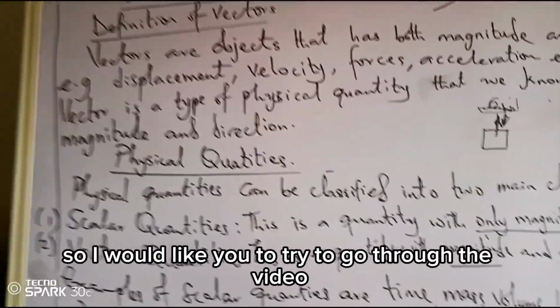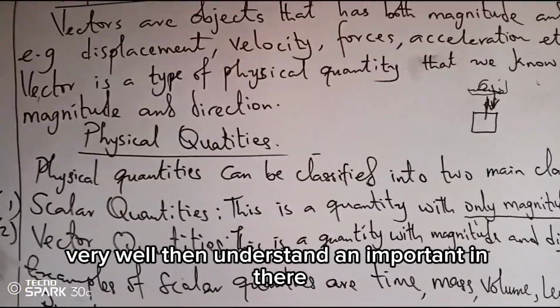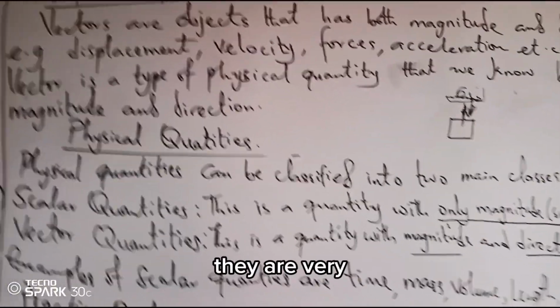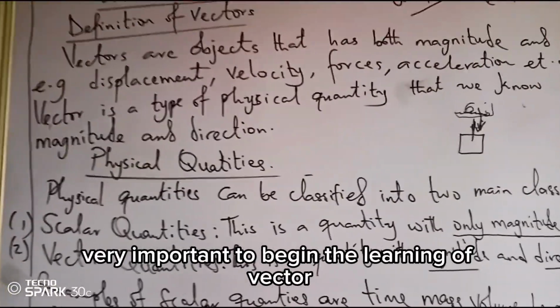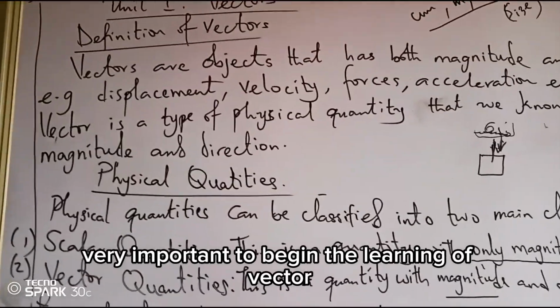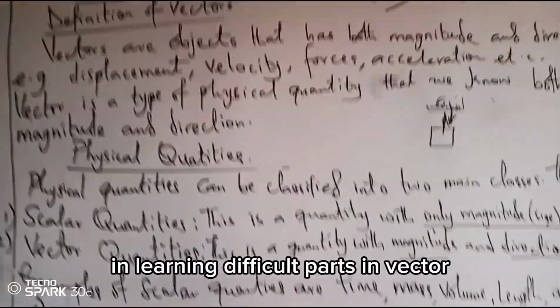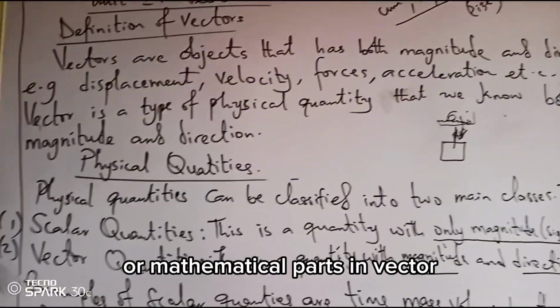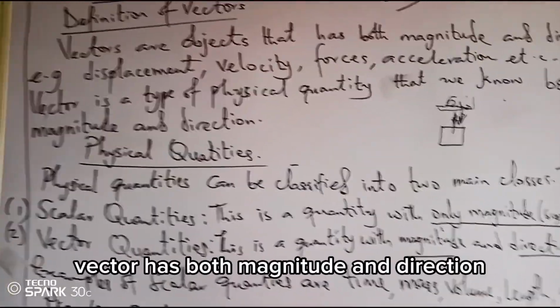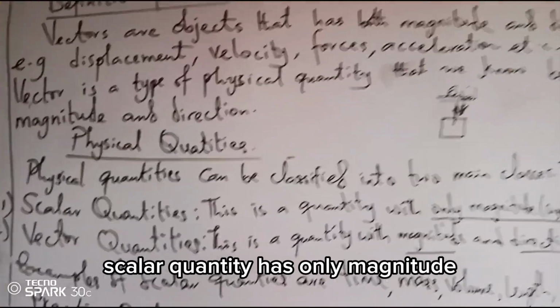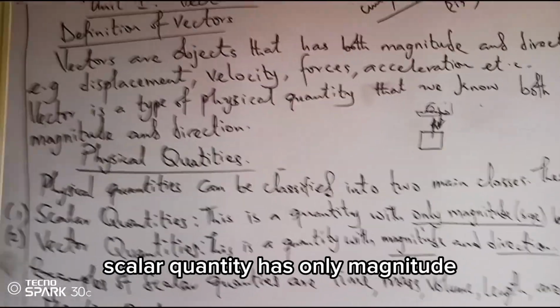So I would like you to go through the video very well and understand the important points in there. Everything mentioned in this video is very, very important to begin the learning of vectors. If you don't understand it well, it may be a problem in learning the difficult parts or the mathematical parts of vectors. A vector has both magnitude and direction. A scalar quantity has only magnitude.